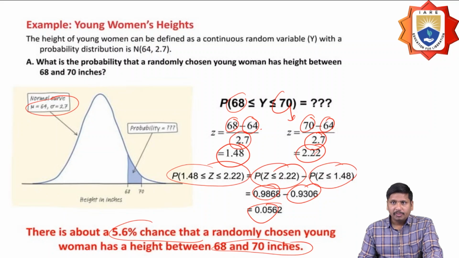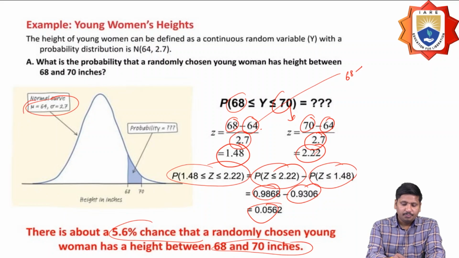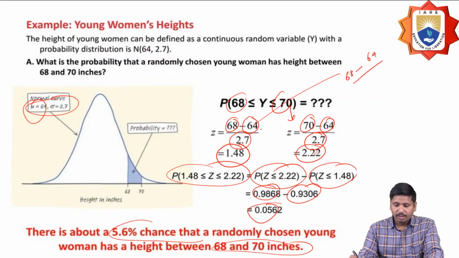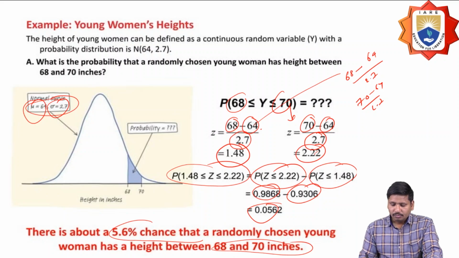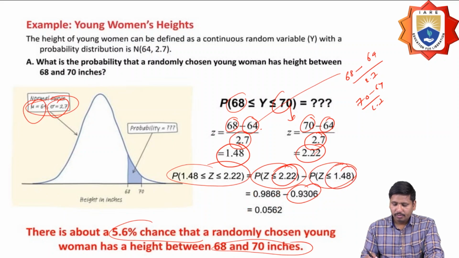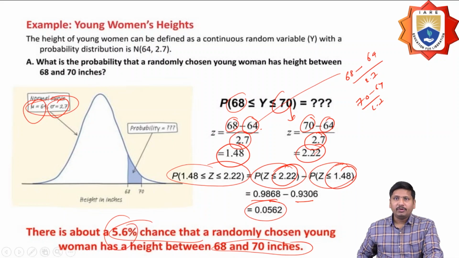Like this we're going to estimate. Based on the Z score, I am going to calculate this value. How is the Z score calculated? The value minus the mu value, which is given as 64, divided by the standard deviation, which is 2.7. Similarly, the other one is 70 minus 64 over 2.7. In between these, I am going to calculate the Z score values. The probability for Z less than 2.22 is 0.9868 and for Z less than 1.48 is 0.9306. Subtracting, and converting to a percentage, I get 5.6%.